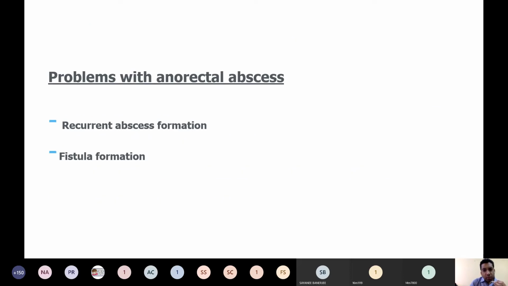Okay. So the problem with anorectal abscess is the recurrence. The commonest problem is the recurrence. The second commonest will be fistula formation. Okay. So fistula and anorectal abscess go hand in hand. Hence, we are dealing with both the topics in today's class, because both are nothing but manifestations of cryptoglandular diseases. There is a larger entity called cryptoglandular diseases. Abscesses will be your acute manifestation of the cryptoglandular disease. Fistula will be the chronic manifestation of cryptoglandular diseases.